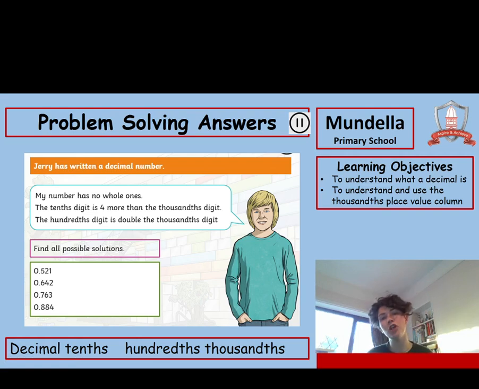Remember, Year 5, if you want to go back in the lesson and have another go at some of the questions, to revisit any parts that you need to, don't hesitate to do so.